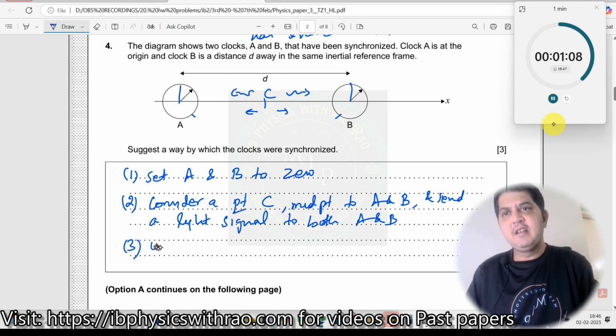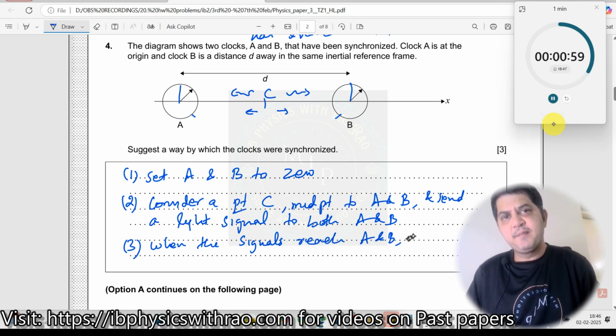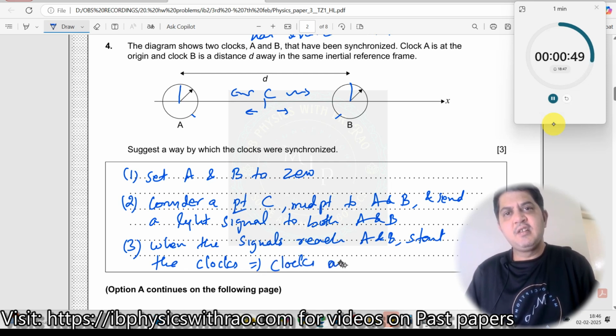Then when the signals reach A and B, start the clocks. This ensures the clocks are synchronized. Okay, this is the answer for it.